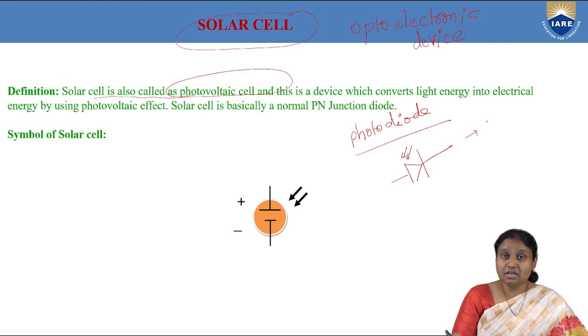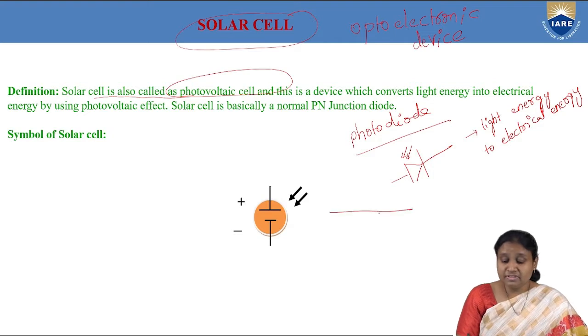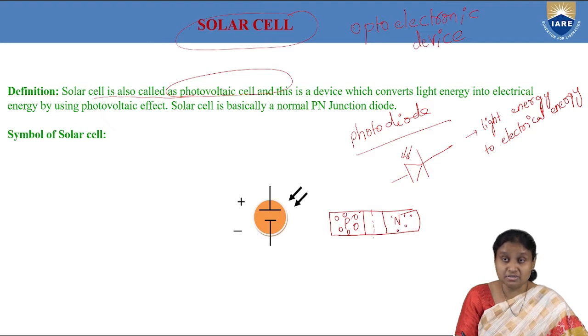So here also there is a conversion of light energy to electrical energy. And when we talk about this photodiode, we have taken a reverse bias diode. So what is reverse biasing? We take our PN junction, and in the PN junction we have a junction separating the P-type and N-type semiconductors. In P-type semiconductors, the majority charge carriers are holes, and in N-type semiconductors, the majority charge carriers are electrons.